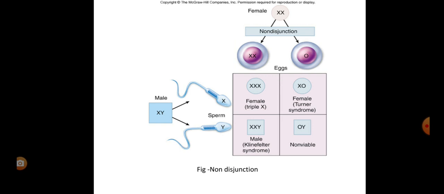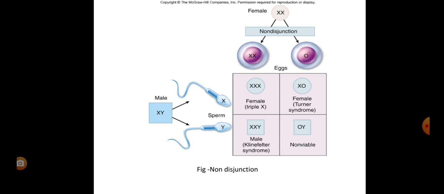Okay, that means it is 0. So when the X containing sperm is fused with this XX egg cell, what will it form? It forms a triple X, XXX. This female will no longer survive, because nature does not select this type of genotypic sequence. And when this X bearing sperm is fertilized with this 0 egg, where no sex chromosome is there, it forms X0.